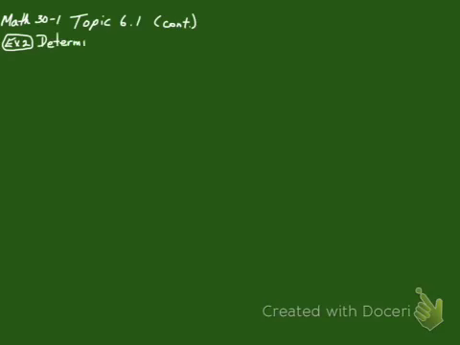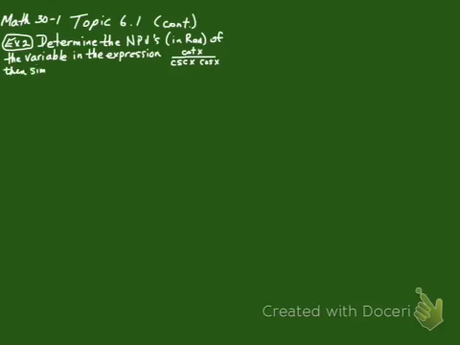Example 2. Determine the non-permissible values in radians of the variable in the expression cotangent of x divided by cosecant of x times cosine of x. And then simplify the expression.